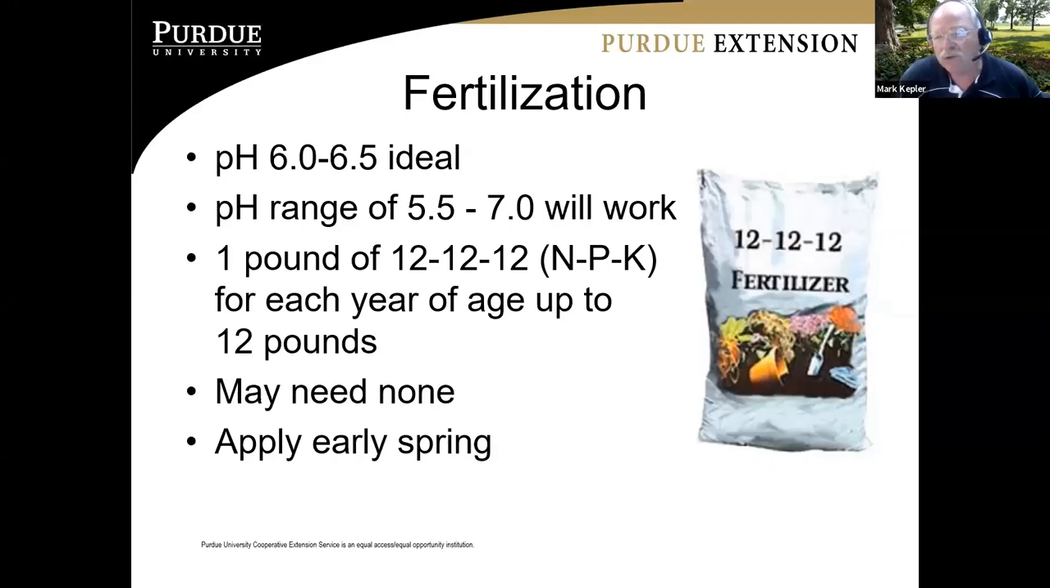When I put that tree in the ground, I can use something like a triple 12 fertilizer. And I can use that at 1 pound for every year of age of that tree, up to 12 pounds of fertilizer at 12 years of age.